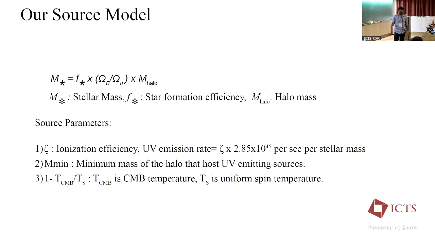Depending on that, you can imagine that zeta will determine how big an ionized region will be around a source. M min will determine how many such regions will be in my simulation box. This is one quantity that will be determining the amplitude of the brightness temperature power spectrum, or the brightness temperature amplitude.